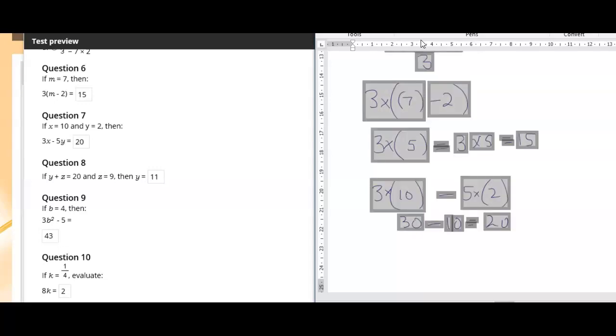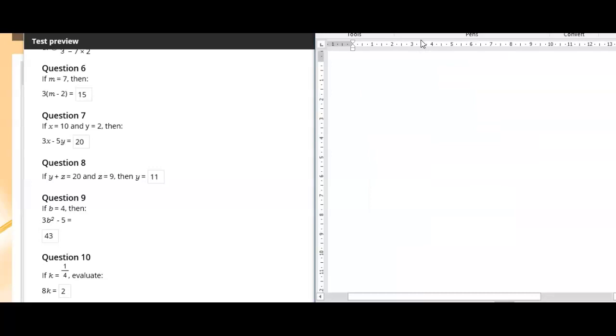All right, let's get rid of everything and start a fresh page. We're up to question 8. If y plus z equals 20 and z equals 9, then y equals. So we've got y plus z equals 20. The question has told us that z equals 9. Okay, so what must y be equal to? So you've got to think, well, what do I add to 9 to get up to 20?